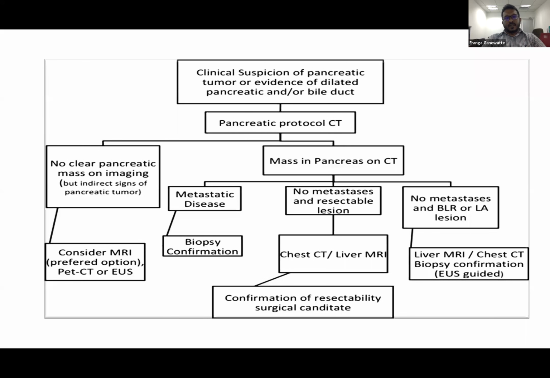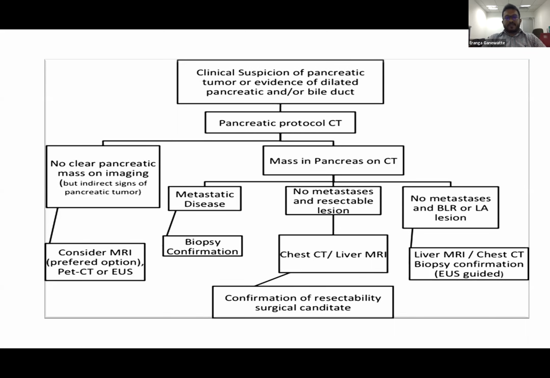cross-sectional imaging. In the other arm, where you see a mass, you have to decide whether the lesion is operable, borderline resectable, or non-resectable. If you see a metastatic lesion, of course, you have to do a detailed assessment of metastasis, for example whether there are lung mets, and then perform a biopsy to confirm the diagnosis. But if there's no metastasis and the lesion is resectable, then you have to perform a CT chest just to make sure that there are no lung mets.